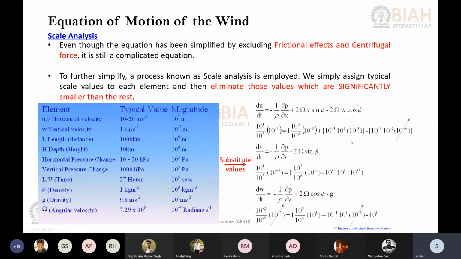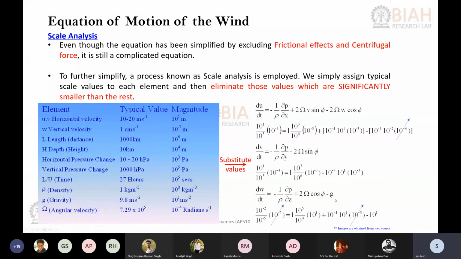Okay, so if I take the order of magnitude analysis, then I can simply neglect this term because it is quite small compared to the other three terms. Similarly, if you go to your y direction, dv by dt, and perform the order of magnitude analysis, you can see that more or less these three terms have the same order, 10 raised to minus 4, minus 3 and minus 3. So we cannot neglect any term here.